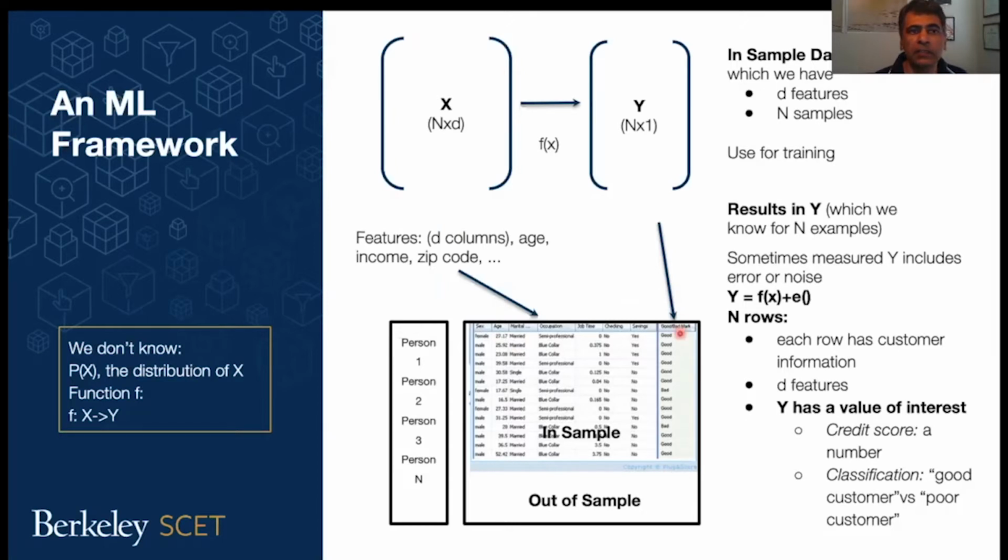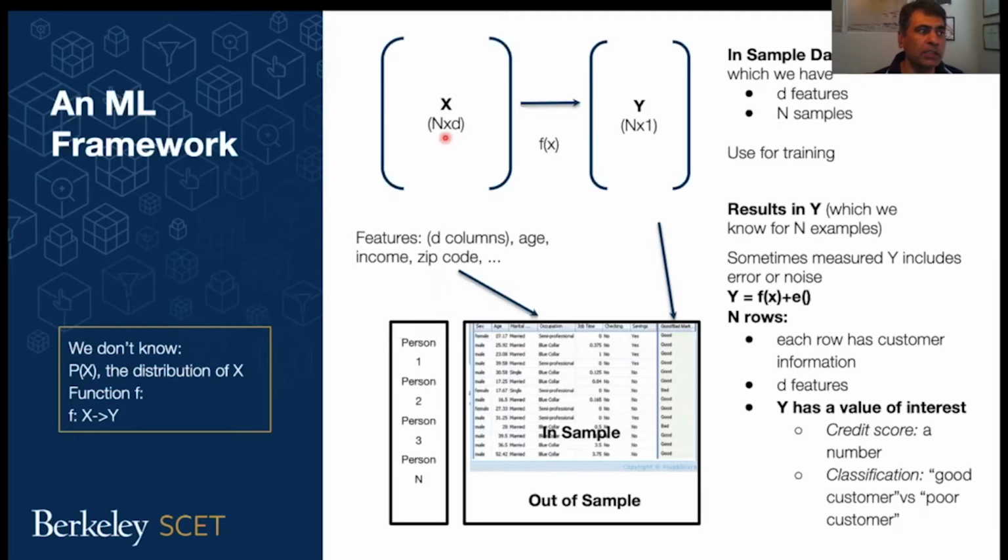And in terms of the output, in this case, we're talking about prediction. So there's some predicted value that we'd like to have. So it might be like a credit score, in which case we would have a column of all the different credit scores that we already know. And the basic idea here is that X is chosen from some distribution.